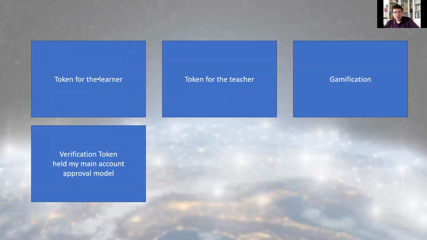So we created a token for the learner, a token for the teacher, and a gamification part. If you performed an A or B, you were able to redeem it for a particular item. And the verification tokens and the approval model, as I said before, to secure that these tokens cannot be traded.